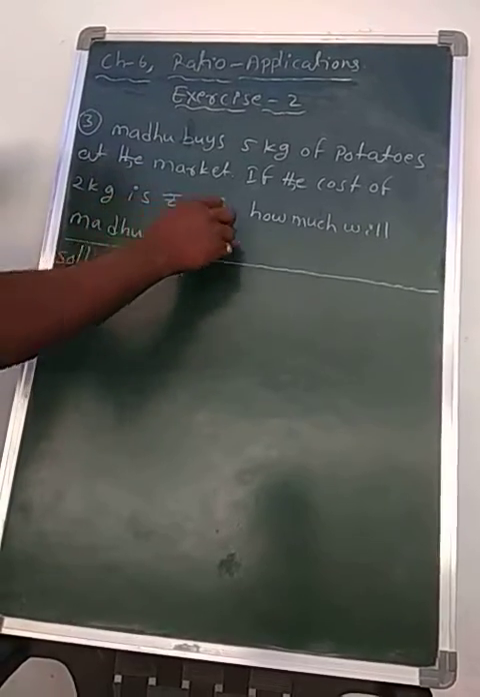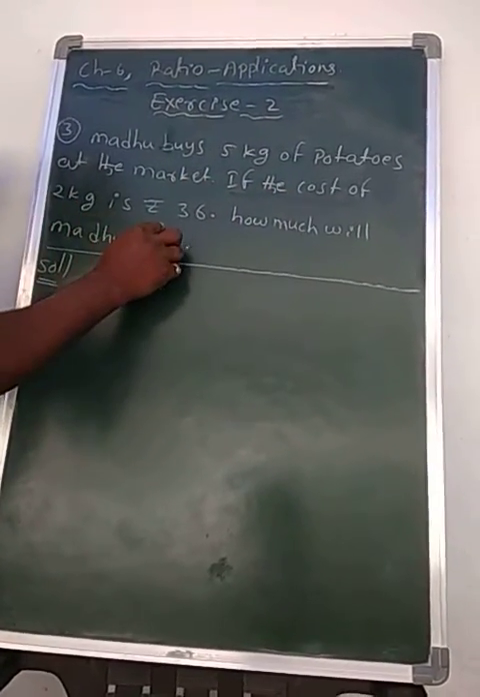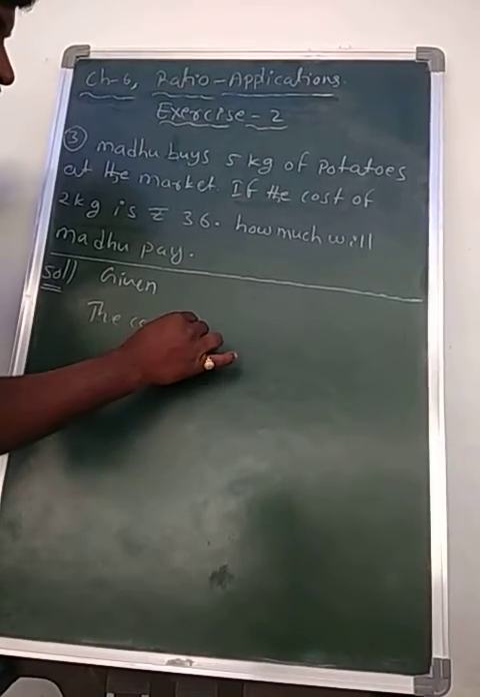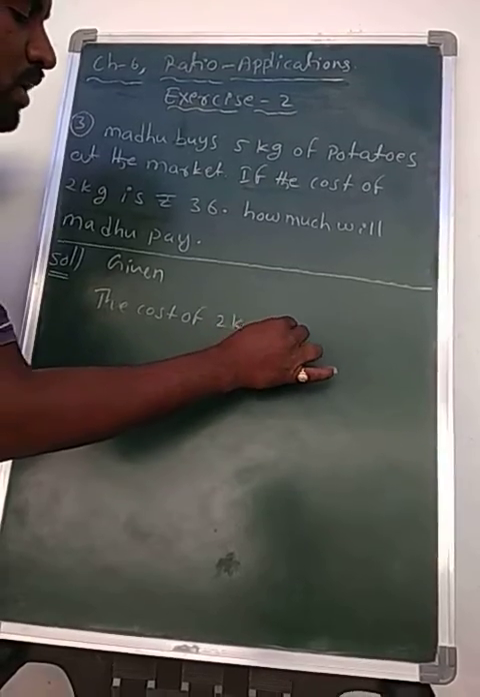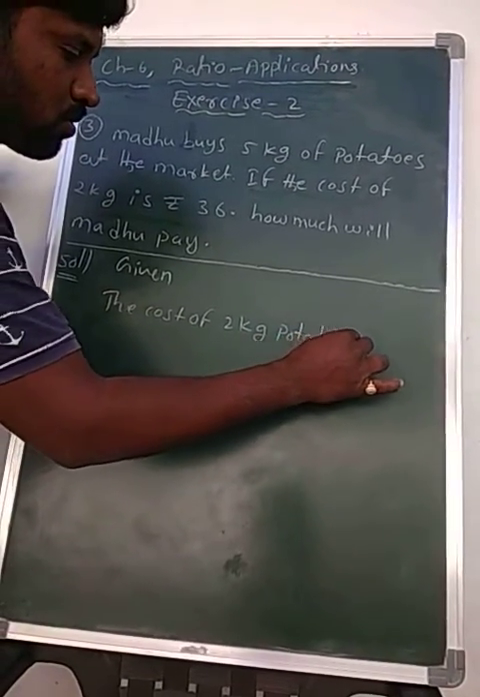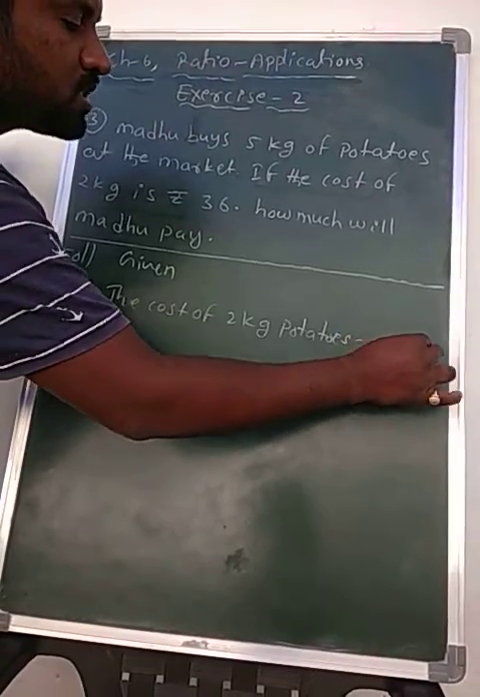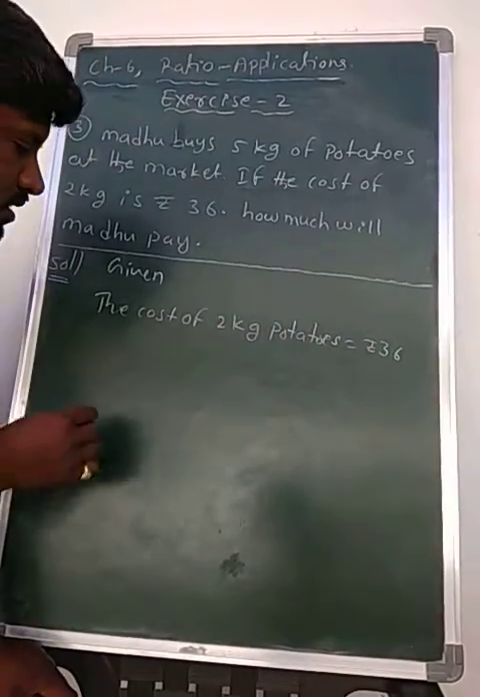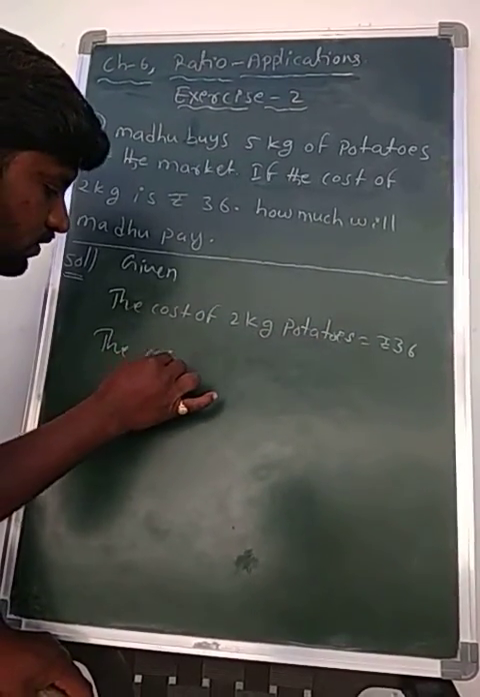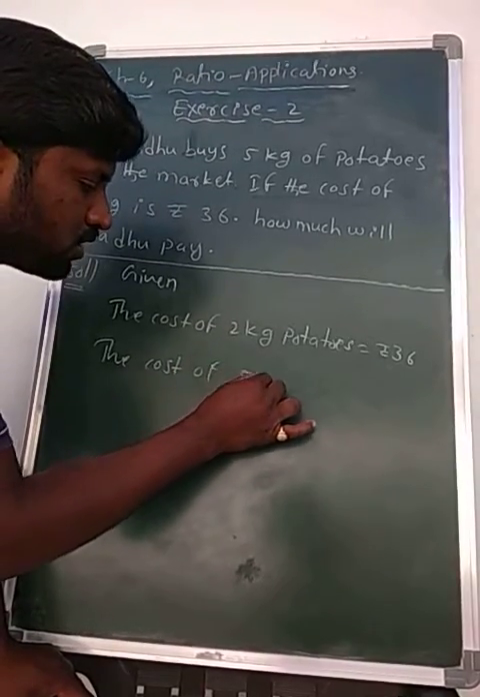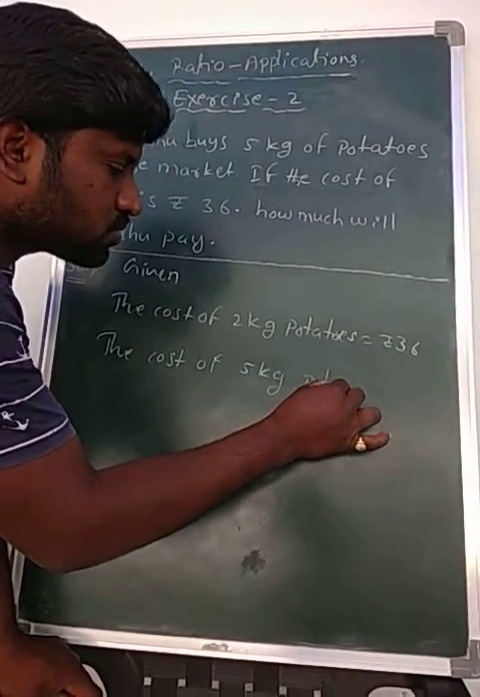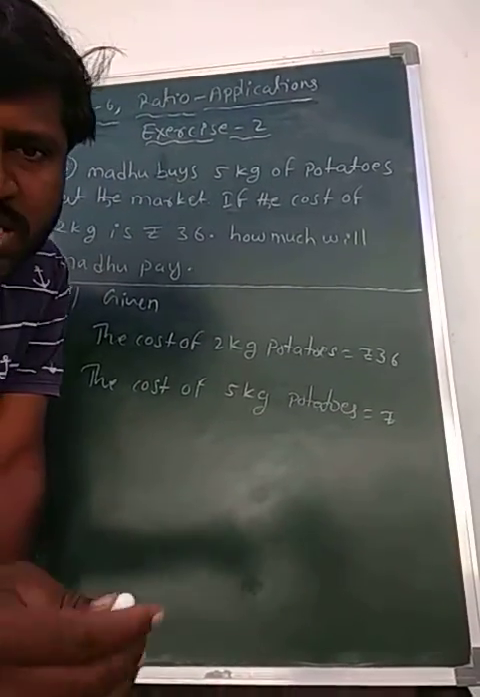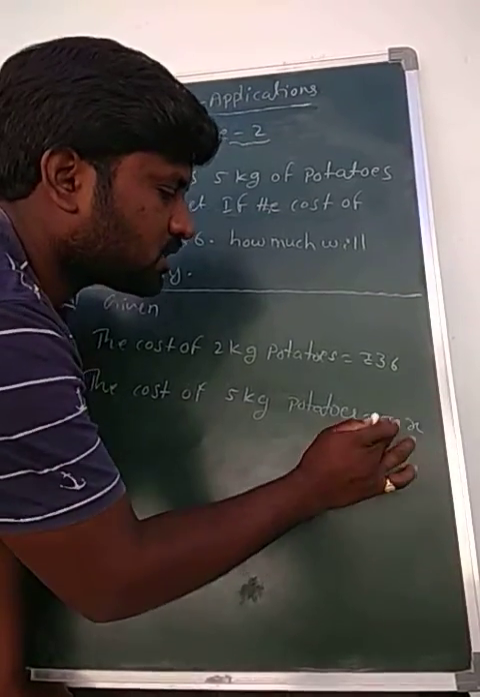Given, the cost of 2 kg potatoes is equal to rupees 36. The cost of 5 kg potatoes is equal to, that is, we don't know, so that's why I am taking rupees x.